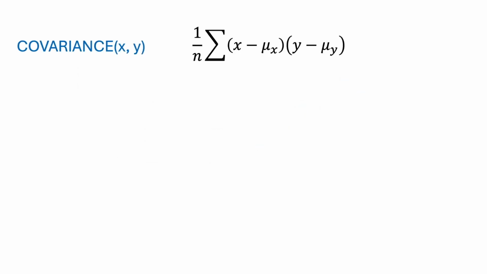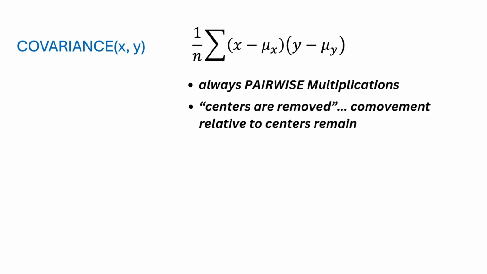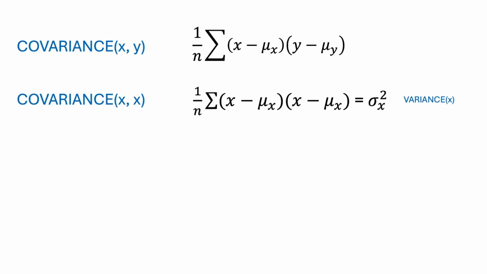As a way of review, we know that the covariance is written as the summation of (x minus mu x) times (y minus mu y), all divided by n. Equation-wise, we can show it like this. Notice that it's always a pairwise computation, and we remove the centers from the variables and measure the average co-movement of the two variables relative to their centers. The first interesting point is that if we measure the covariance of a variable with itself, it simply becomes the variance of the variable. That is, (x minus mu x) times (x minus mu x), since it's with itself, the summation of that divided by n. That's actually just the variance of x.